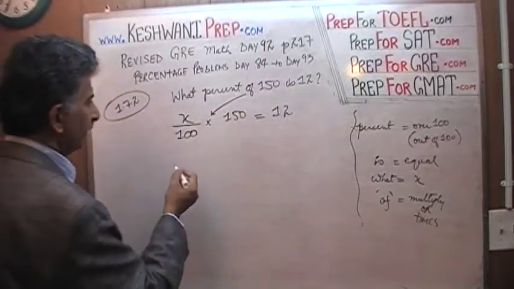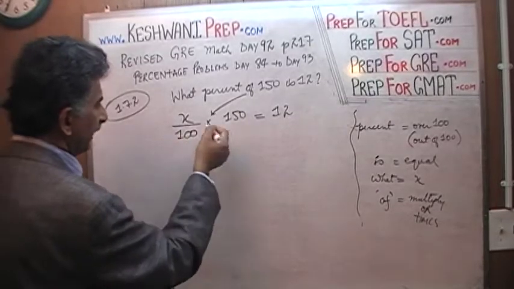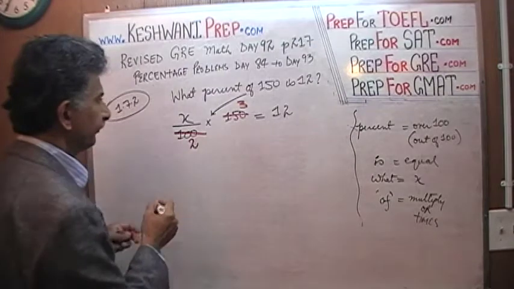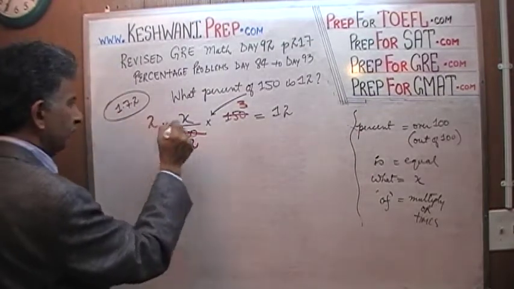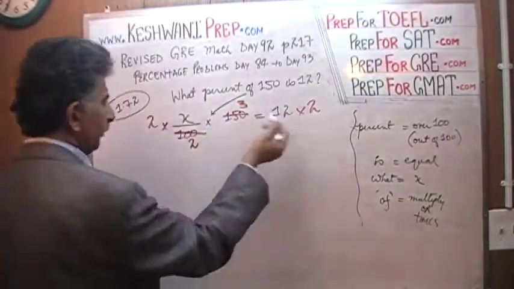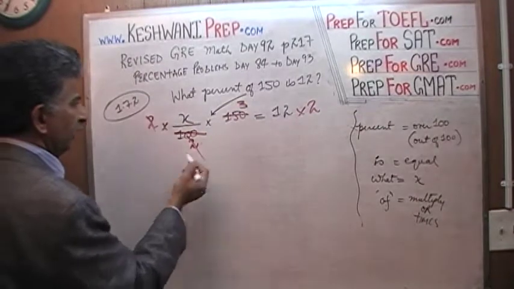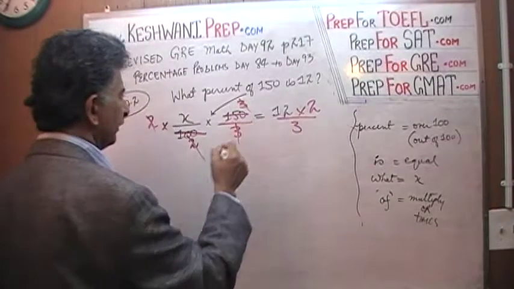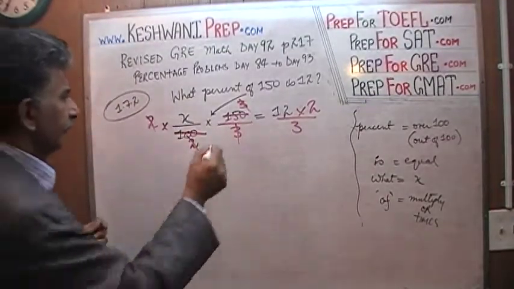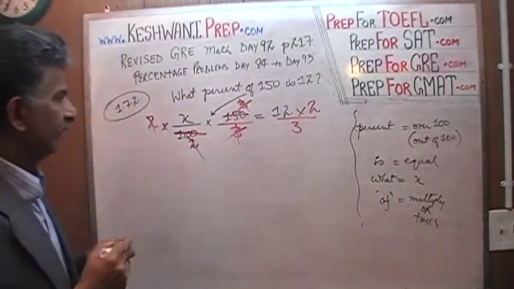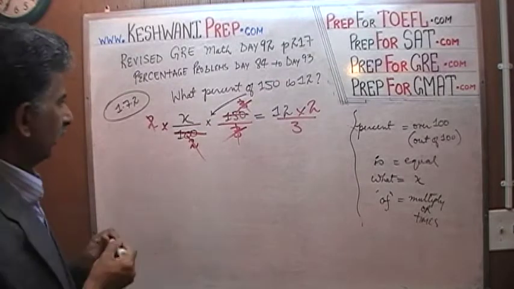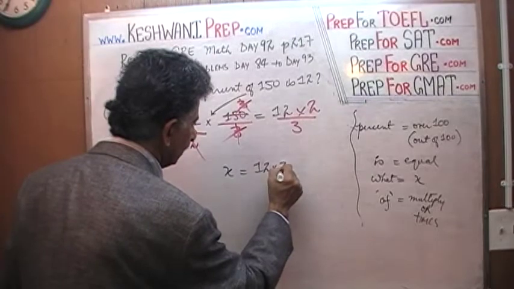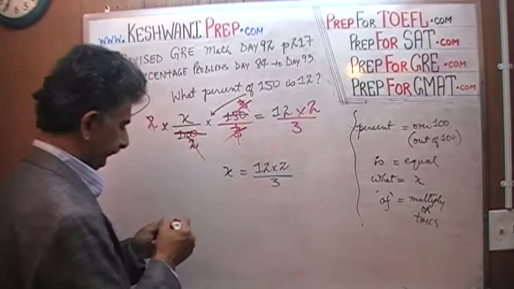So let's simplify this. Let's divide top and bottom by 50. So that becomes 3 and this becomes 2. Multiply both sides by 2. That takes out this 2, and divide both sides by 3. That takes out this 3. That's your x right there. X equals 12 times 2 over 3.